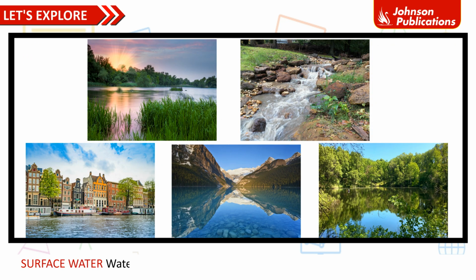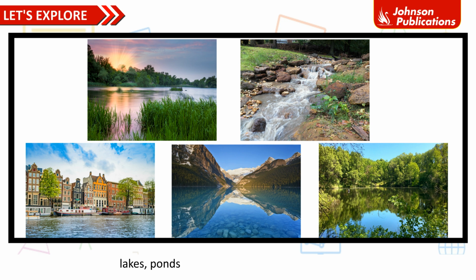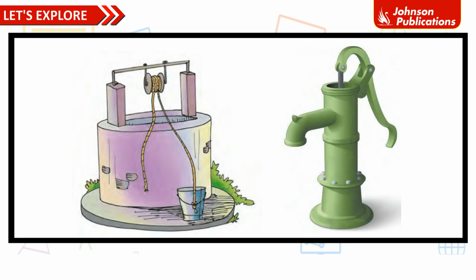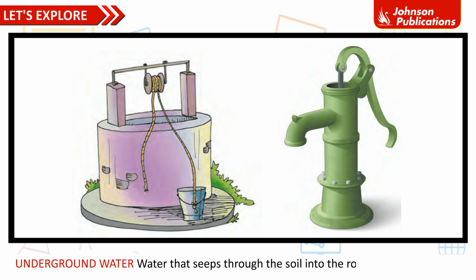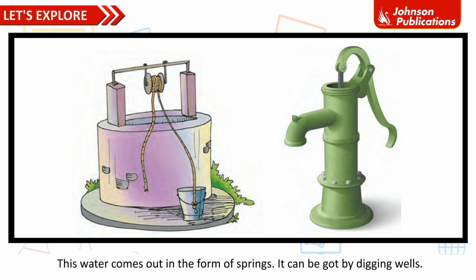Surface water, water present on the surface of the earth in the form of oceans, rivers, lakes, ponds and streams, is called surface water. Underground water, water that seeps through the soil into the rocks under the ground, is called underground water. This water comes out in the form of springs. It can be got by digging wells.